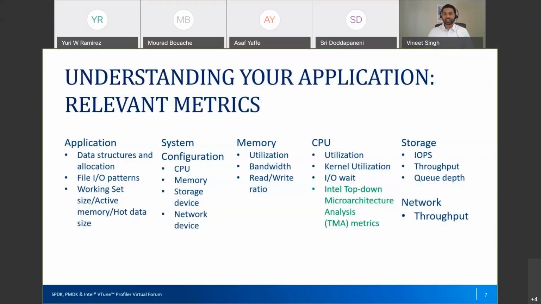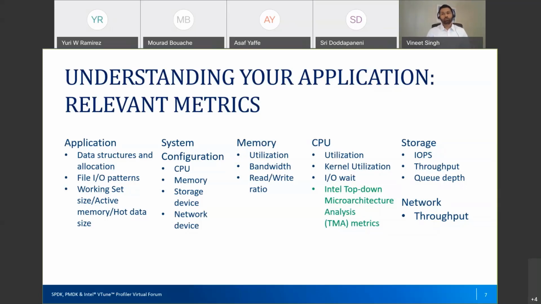Some of the things that you need to know about your workload and the hardware that you are running on, I have tried to jot them down, a superset of them. You don't need all of these metrics in order to determine a particular use case, but this is the superset of all the information you need to determine if any of the use cases are applicable to your scenario. So first thing, let's start with the application.